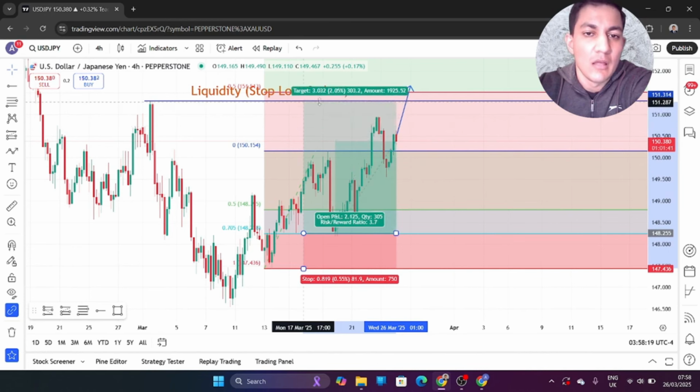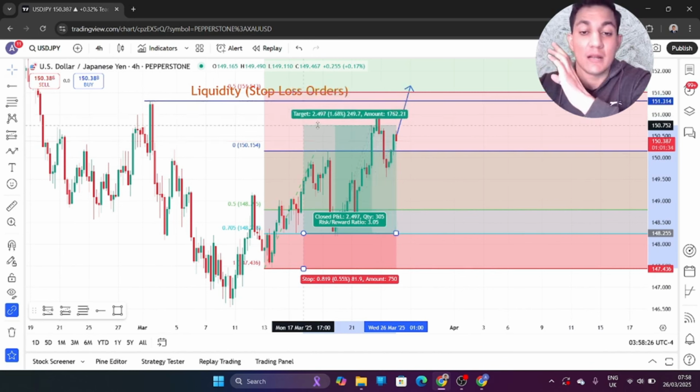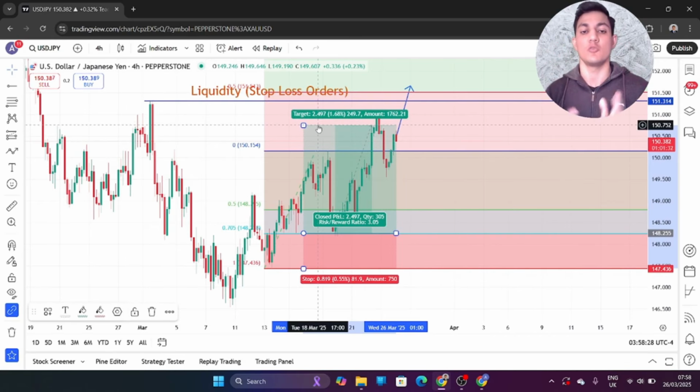Notice how I don't target the actual liquidity pool itself, because you don't really need to, right? Price could retrace. So for me, I'm happy, and I strongly recommend you either just aim for a 2 or 3 risk to reward ratio in the liquidity direction.